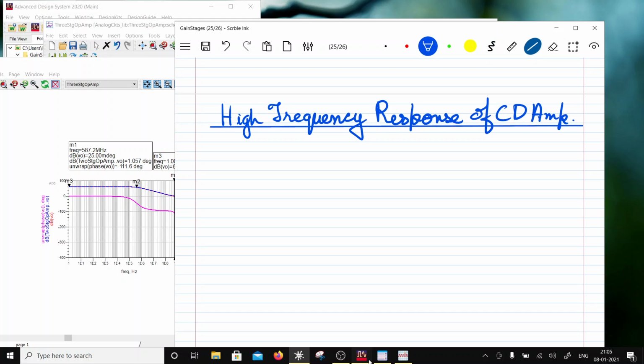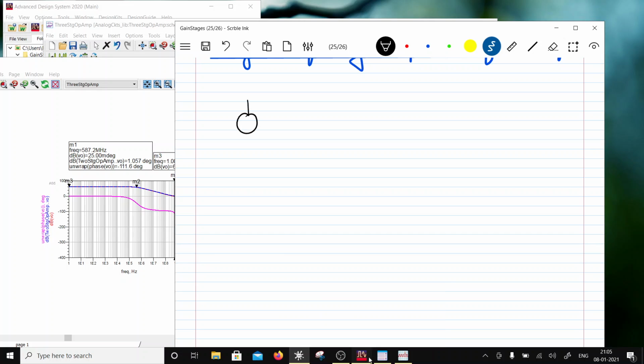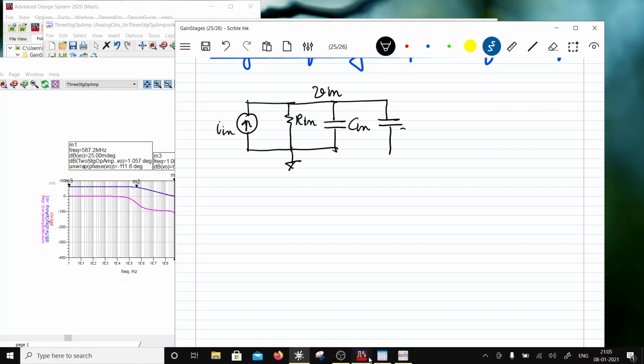First thing first, I would draw a small signal equivalent. Let's say that I have an input which is I in, and then the source has R in as the internal impedance, so 1 over G in, and then it has C in as the capacitance. And then you are going to have CGS. So let's say this is the V in node and this is CGS, and this is going to be my output where I have R2 in parallel with C2.